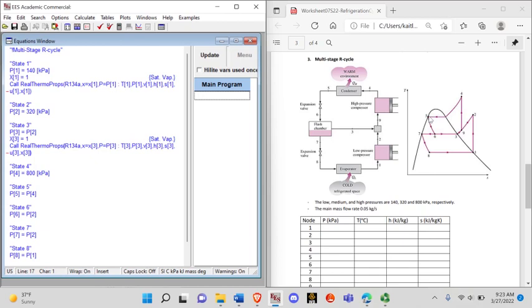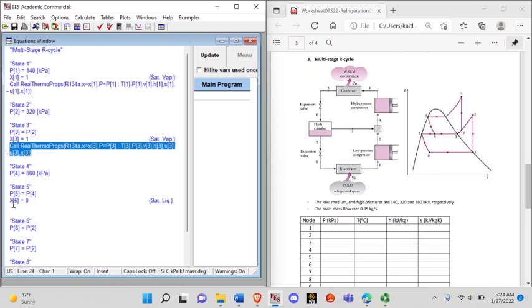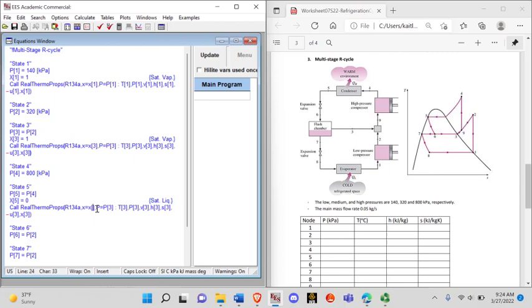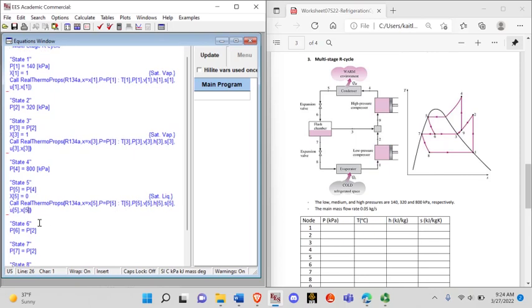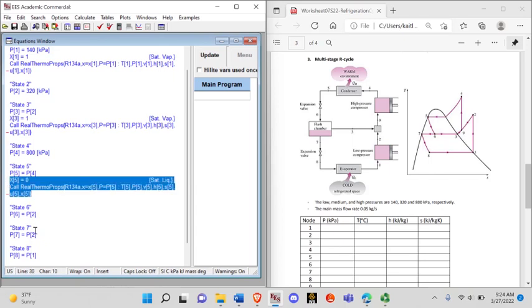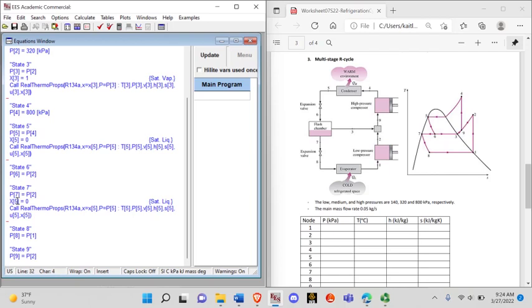Then if we look at the TS diagram again, we know state 5 and state 7 are saturated liquids. So that means the quality at state 5 and state 7 equals 0. I'm just going to copy and paste this function again and make sure the elements in the arrays are 5. Now we have to change them to state 7.